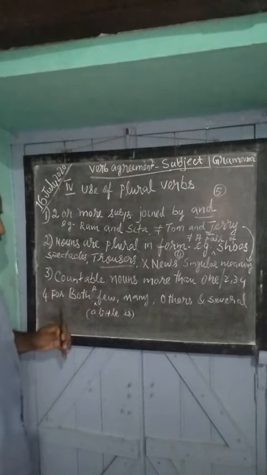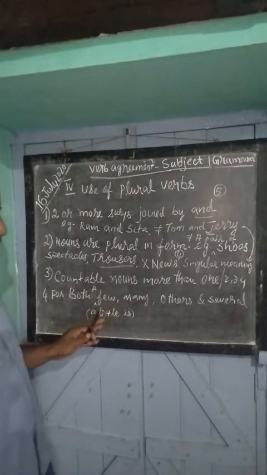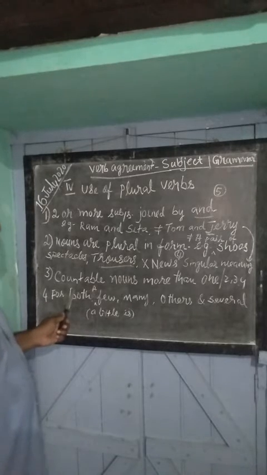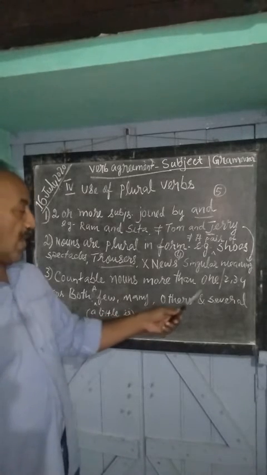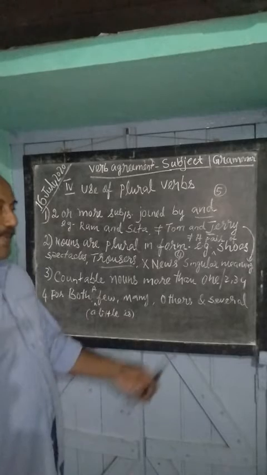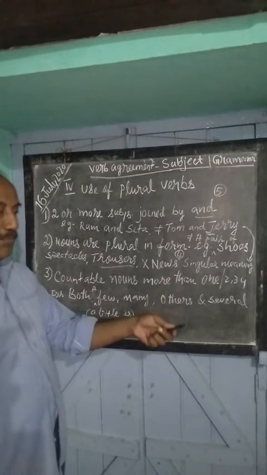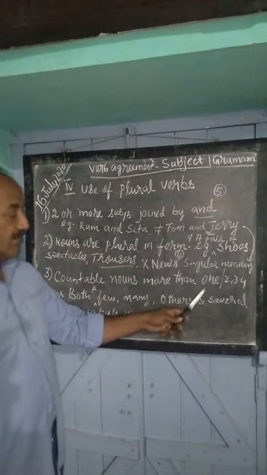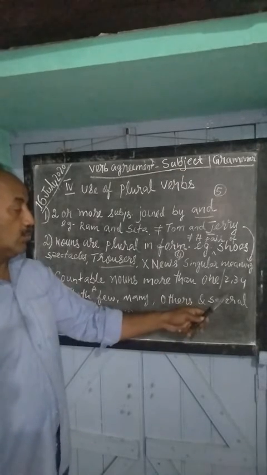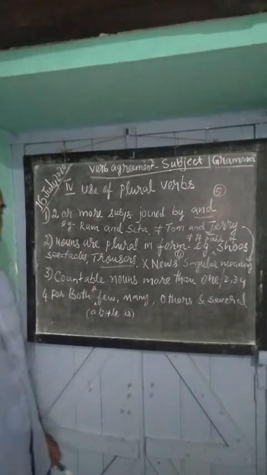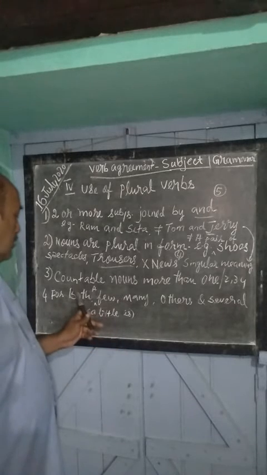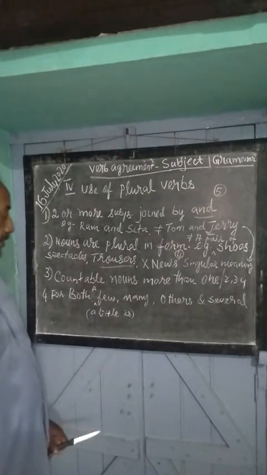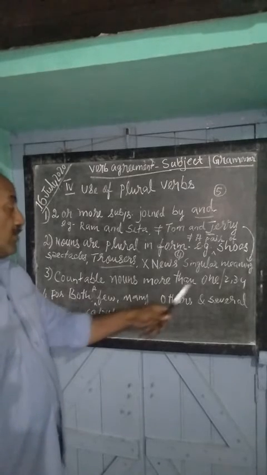So that's the second rule. I think it's clear. Third one, it's very easy. Countable nouns more than one. One pen, one book, singular. But when it's more than 1, 2, 3, 4 countable nouns, then you use plural. Countable nouns more than 1.